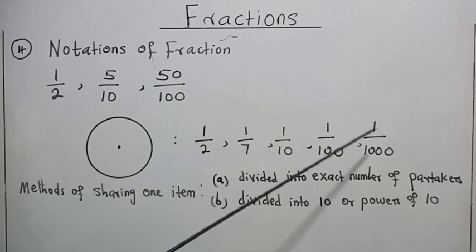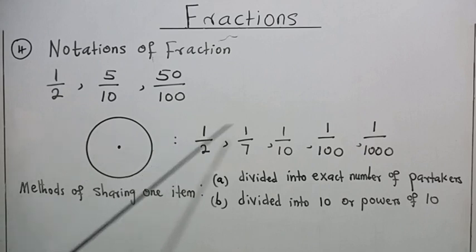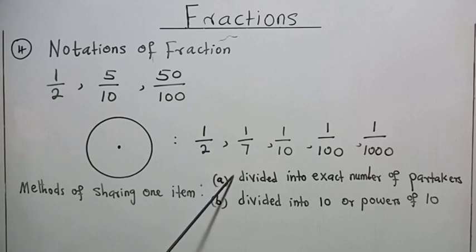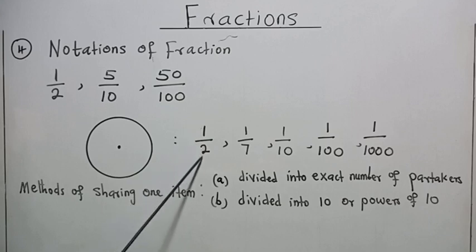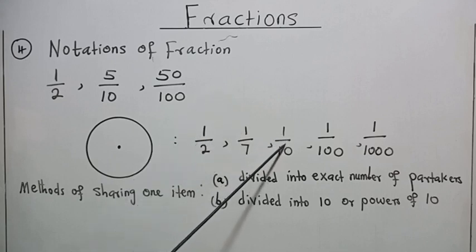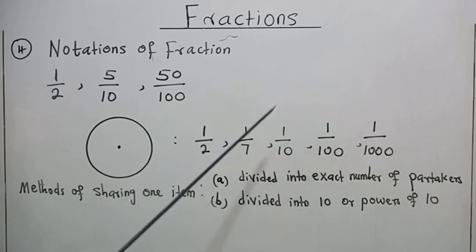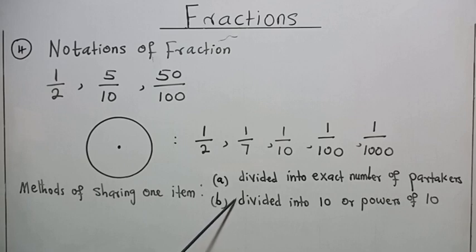Of all of these fractions here, 2 appear to have been done with the first method. 2 persons are taking part, just divide into 2. 7 persons are taking part, divide into 7 and pick your own. But 1, 2, 3 appear to have been done with this second method.